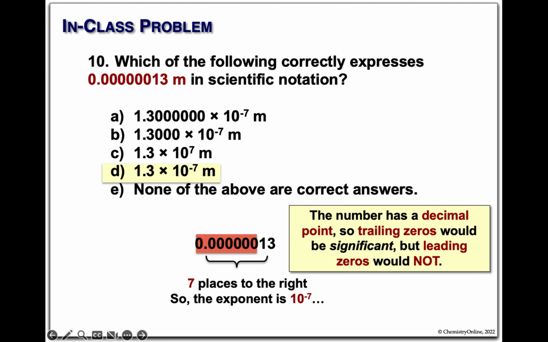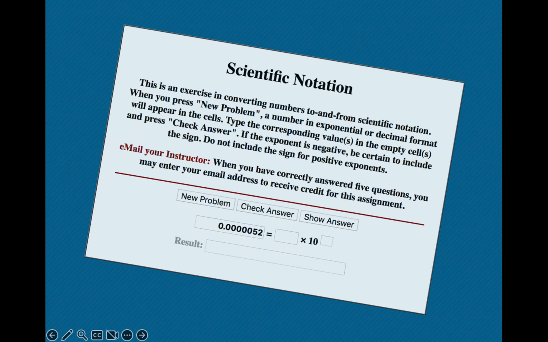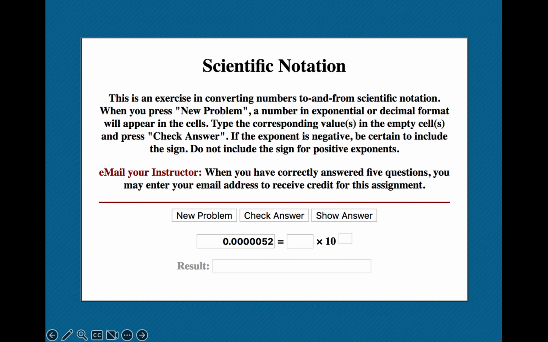And of course, this comes straight from the scientific notation tutorial. Here our coefficient is going to be 5.2. To do that, we came over 6 spots to the left, so it's a minus 6.